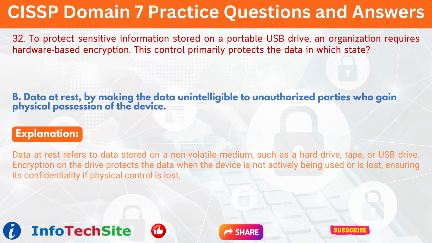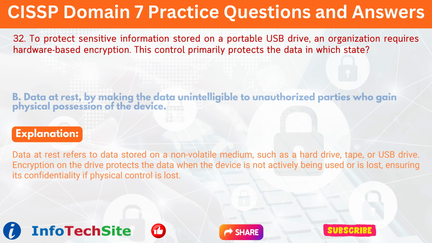The correct answer is B. Data at rest, by making the data unintelligible to unauthorized parties who gain physical possession of the device. Explanation. Data at rest refers to data stored on a non-volatile medium, such as a hard drive, tape, or USB drive. Encryption on the drive protects the data when the device is not actively being used or is lost, ensuring its confidentiality if physical control is lost.